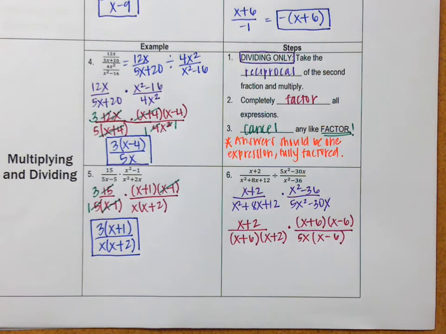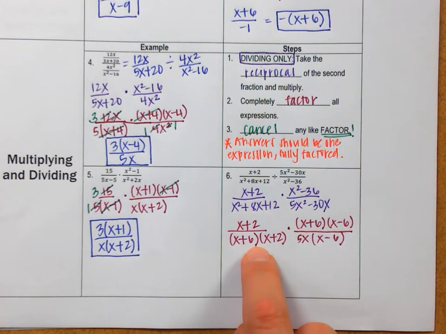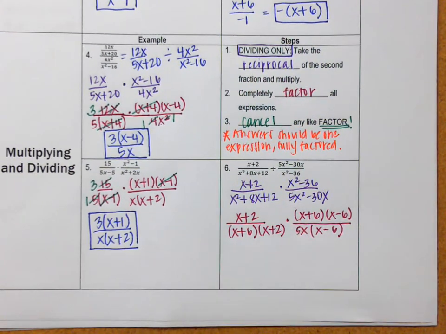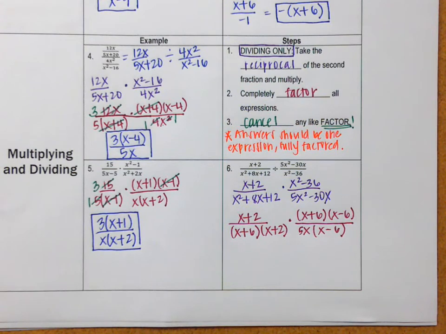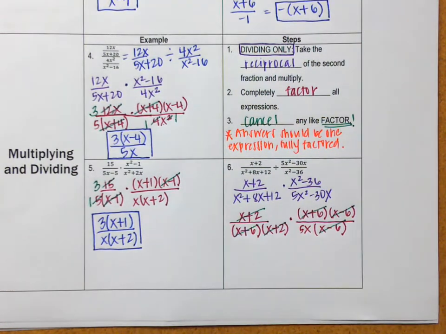Okay, so my first step was to factor. I factored the denominator: the two numbers that multiply together to get 12 and add to get 8 are 6 and 2. I factored x squared minus 36, which is a difference of squares. And then I factored out a GCF from 5x squared minus 30x. Now I'm going to move on and keep going. So if you got there, keep going.